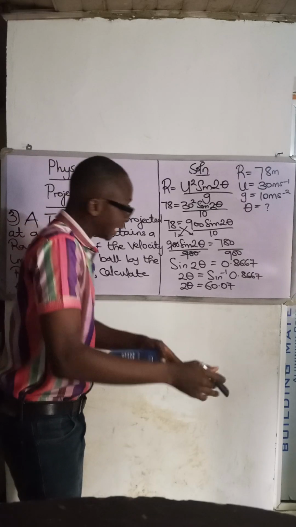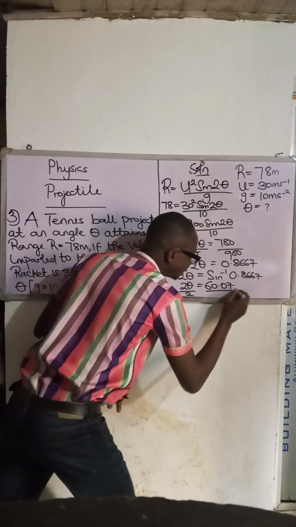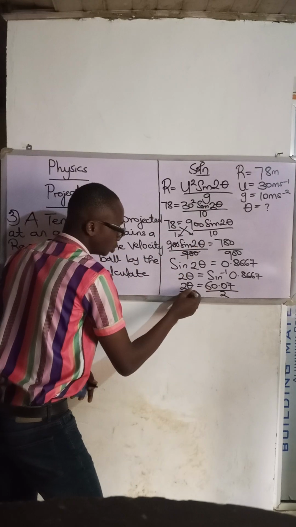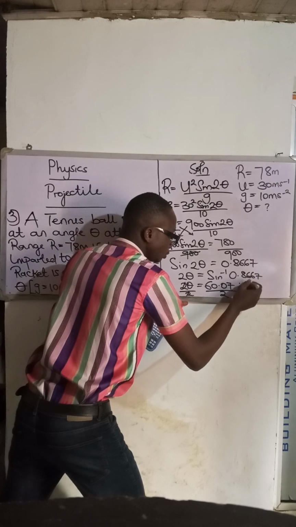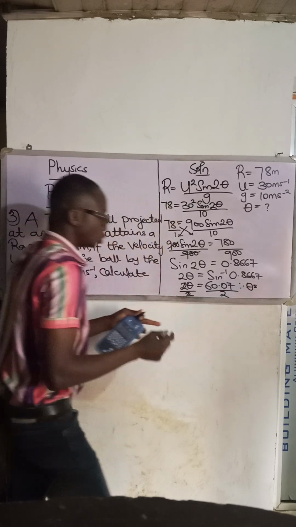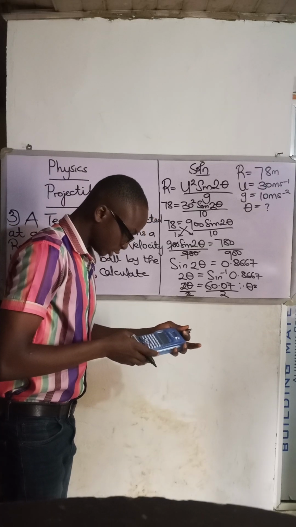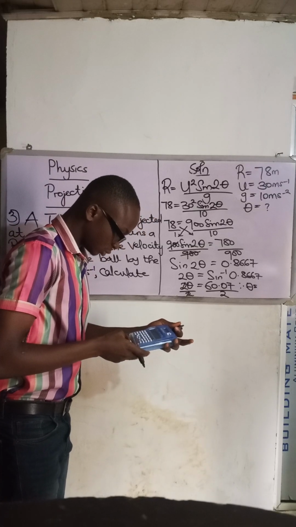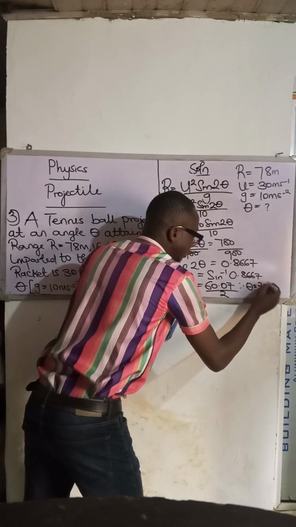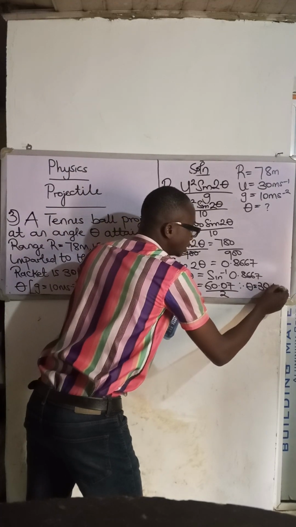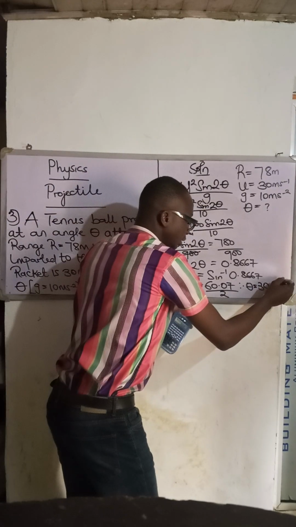Now, we are asked to calculate for theta, not 2 theta. They asked us to calculate for theta, not 2 theta. So you just divide both sides by 2, so you'll be able to get theta. Divide here by 2, divide here by 2. 2 cancels out 2. So therefore, theta is equal to 60.07 divided by 2. And then you'll have 30.03. 30.03 what? 30.03 degrees.